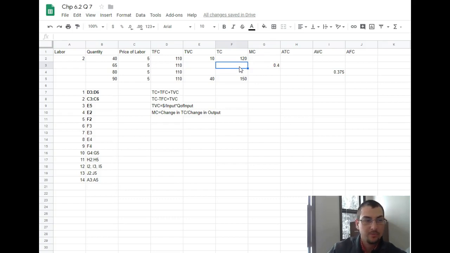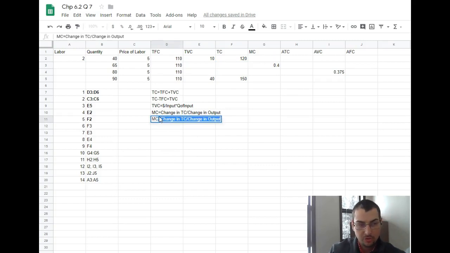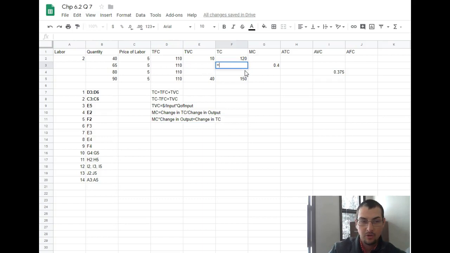The way that we're going to go about doing this is we're going to start rearranging this. First and foremost, we take the marginal cost times the change in output, which gives us the change in total cost. So let's start doing that equation. We're going to say that marginal cost times the change in output, so 65 minus this 40.